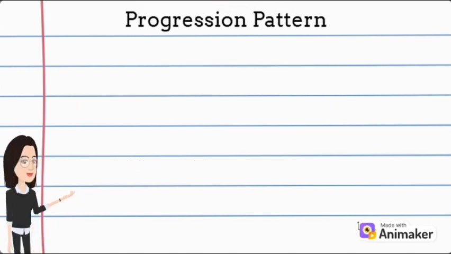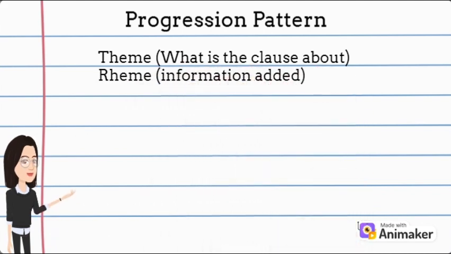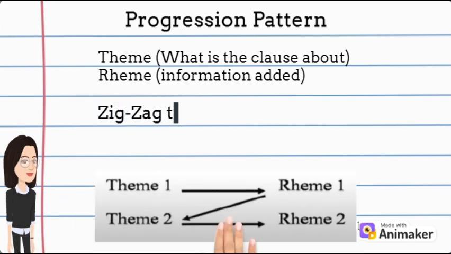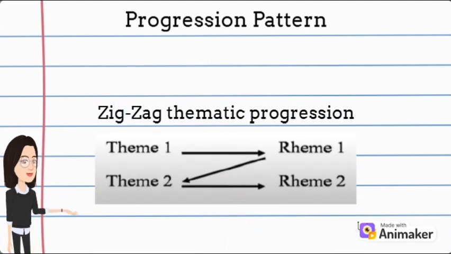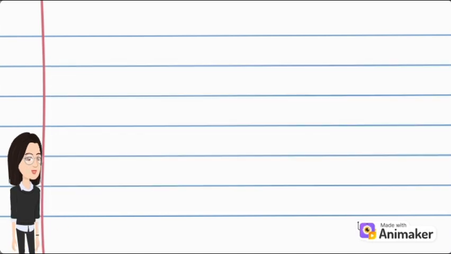The progression pattern is the way we add new information to the text. The information is represented by theme, what the clause is about, and rime, the information added. In this text, the most predominant progression pattern is zigzag thematic progression, because, as we see in the example, the rime of the first clause, technology, becomes the theme of the second clause, tech, and the rime of that clause, a billion of cell phones, becomes the theme of the following clause, break off just 1% of that.